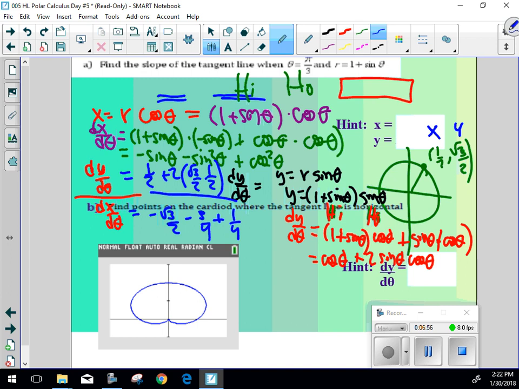So no kidding, you put this in your calculator, and you'll get the slope. That's a lot of work for finding the slope, isn't it? And that would be one of the tougher things they'd ask you to do for polars.